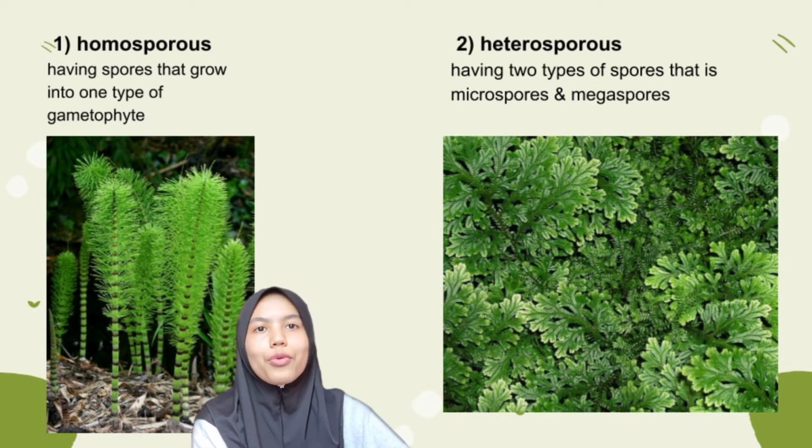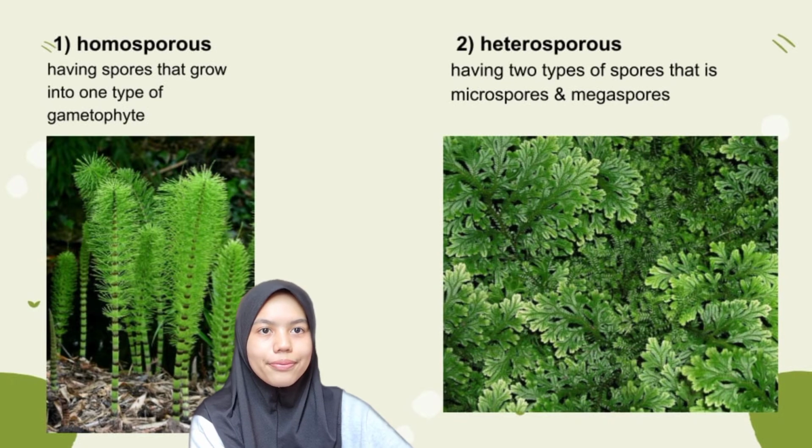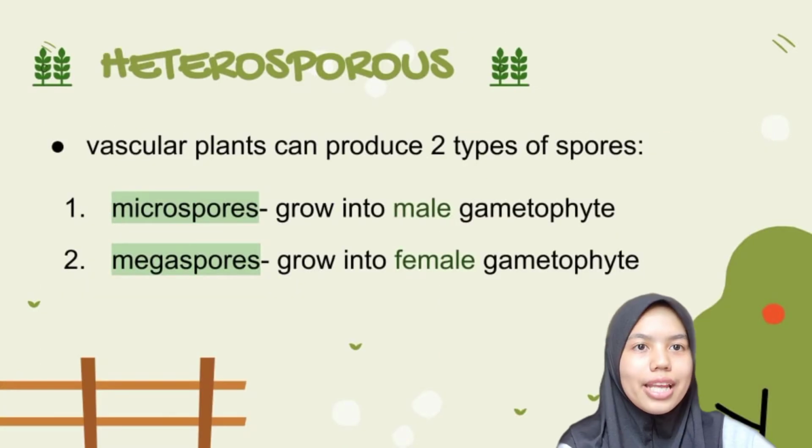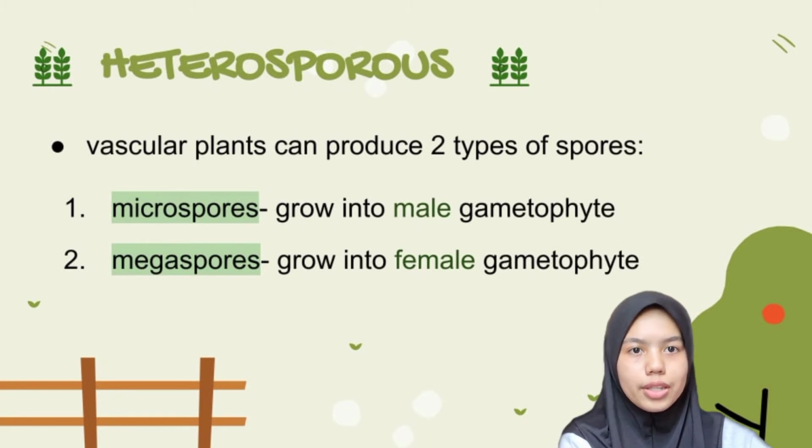You must have been wondering, right? What are microspores and what are megaspores? Can you guess? Alright, we will see on the slide here. Microspores are spores that will grow into male gametophytes, and megaspores are spores that will grow into female gametophytes.